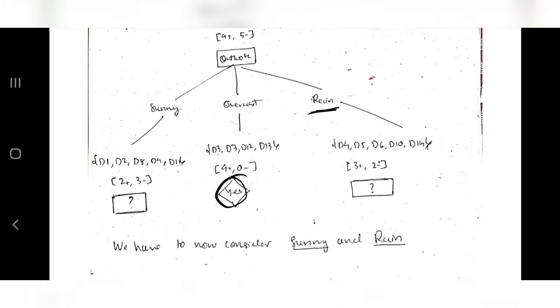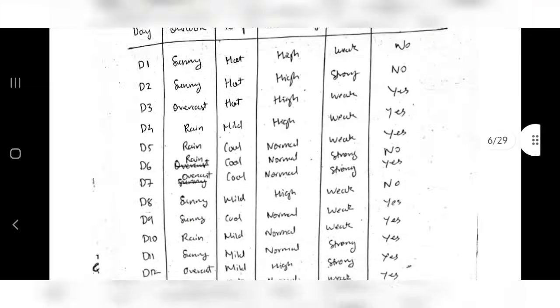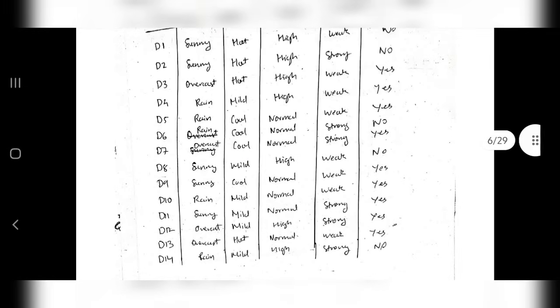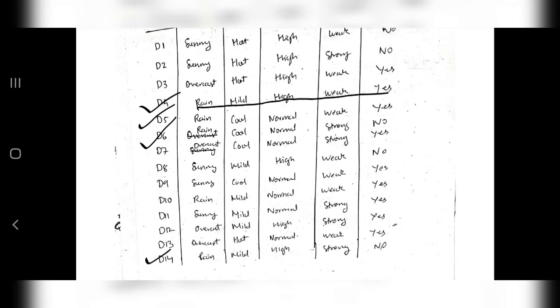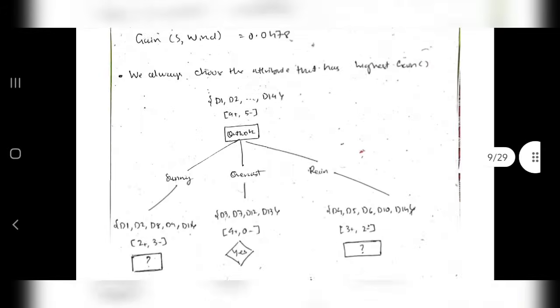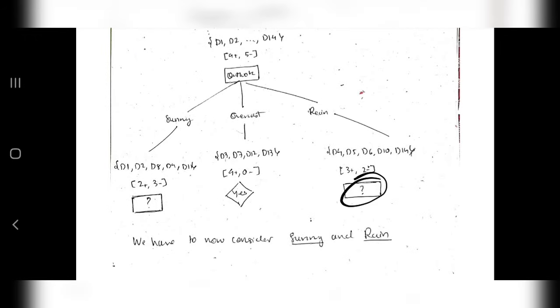Let's have a look at what's the story going on with the rain topic. In the table, if you observe carefully, rain is first occurring in D4, then in D5, then in D6, and then in D14. Can you tell me what the value here for rain is? It is yes. Here also it is yes. Here it is no. I got a mixture here, so I am not sure if it is raining. It can be yes as well as no. So I'll be writing a question mark here.